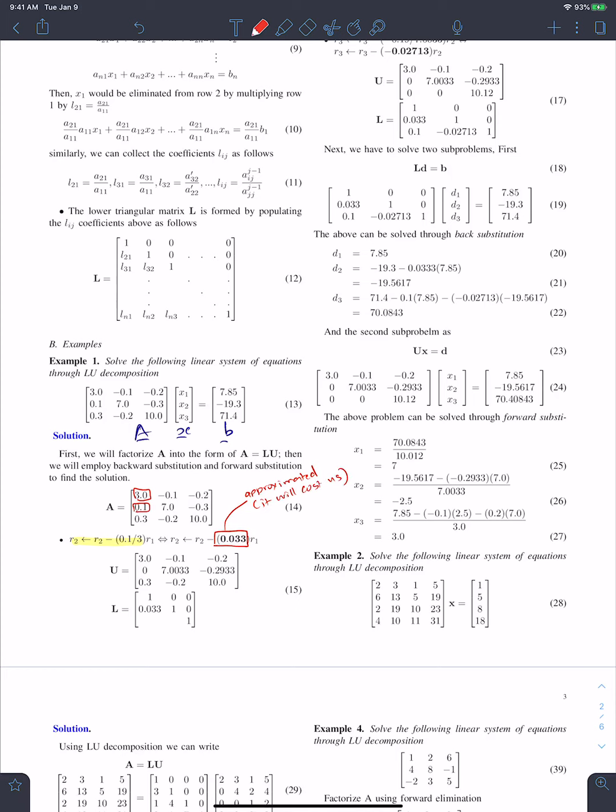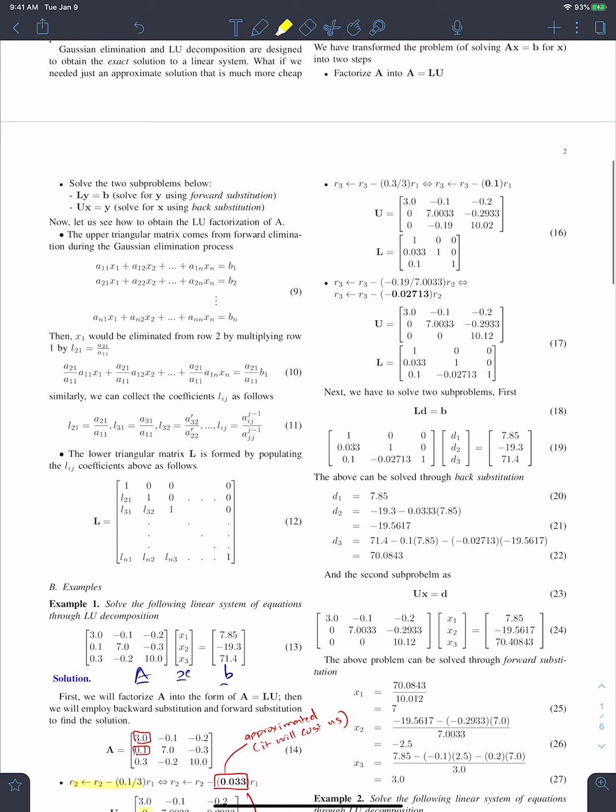Anyway, so that's a coefficient that will be used. We will start with the identity matrix for L, and then that coefficient comes here. So we did our first step in making A an upper triangular matrix. Now we will start with U, and then we will do the second row operation.